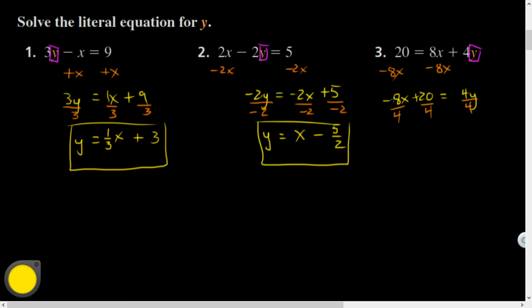Negative 8 divided by 4 is negative 2x. 20 divided by 4 is 5. That equals y. And it's a little weird that the variable I solved for is on the right side, so I'm going to just flip this whole thing around. I'm going to write this as y equals negative 2x plus 5.